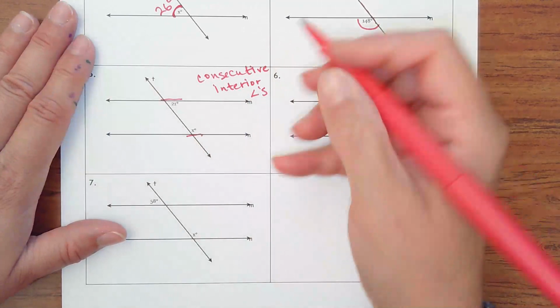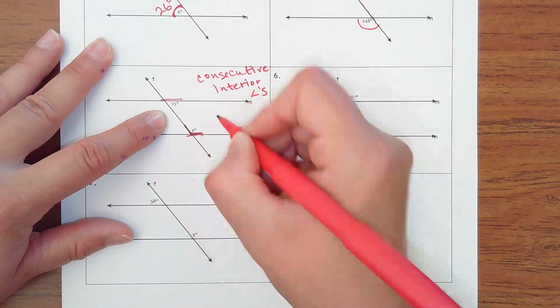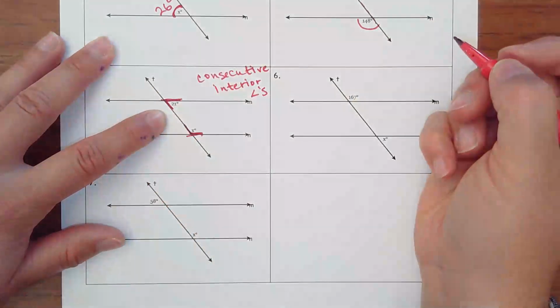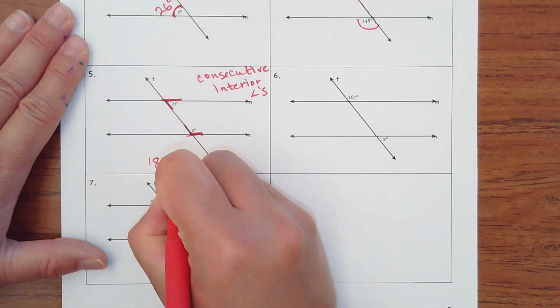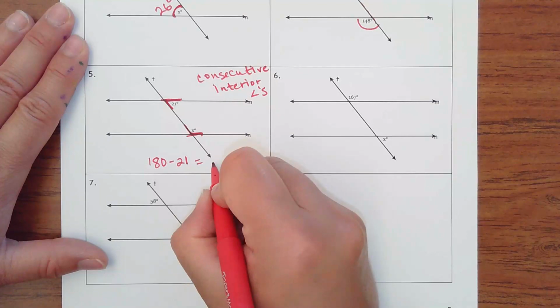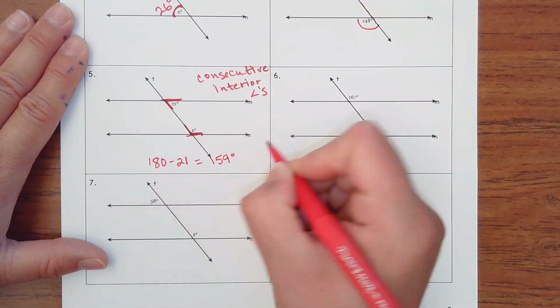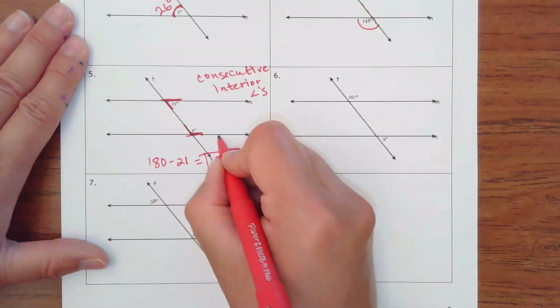Now be careful. They don't even look the same. This is an obtuse angle while this is a smaller one. They are not the same. They make 180. So you would have to do 180 minus 21, which would be 159 for that.